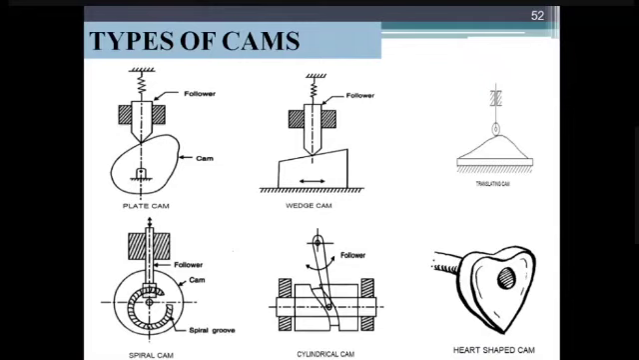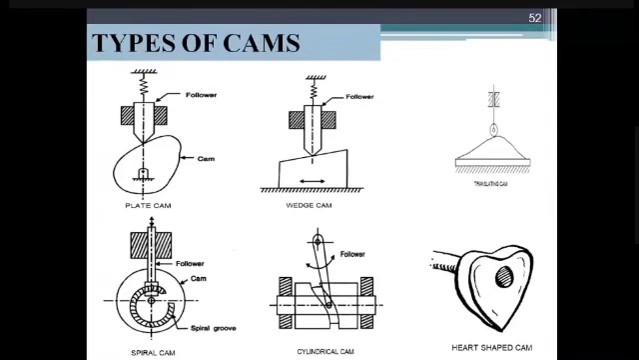The second one, wedge cam, gives translatory motion to the follower. There is only forward and backward motion, to and fro motions. Clear. So these are the common functions, but what is the difference? The motions are different.